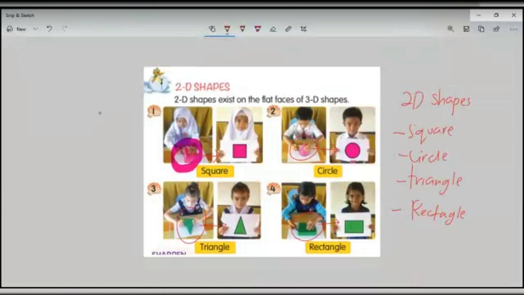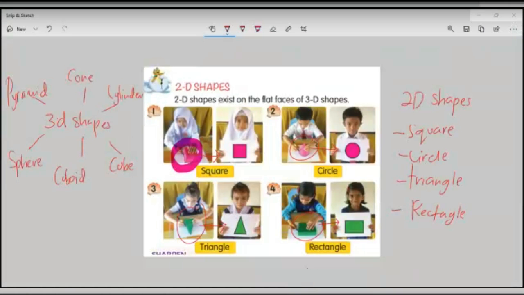The 3D shapes that you have learned last week, we have six altogether. 1, 2, 3, 4, 5, 6. We have cone, we have cylinder, we have cube, we have cuboid, we have sphere. What else? Pyramid.